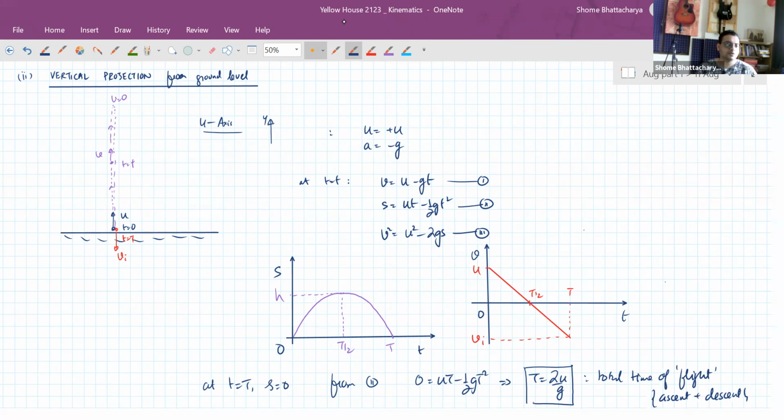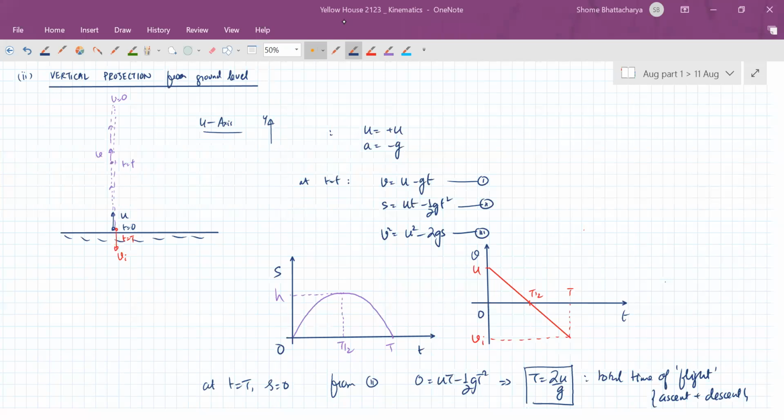So we'll develop the formula for the total time of ascent plus descent, which is 2u by g, and the formula for the maximum height, that is the height it reaches at the topmost point, or the displacement it reaches at the topmost point.